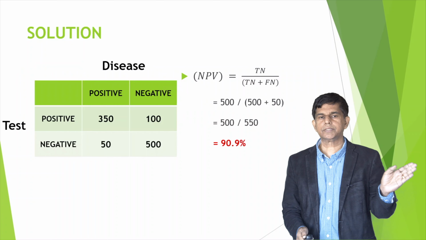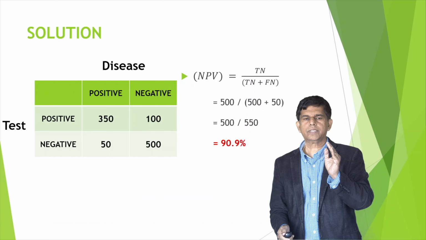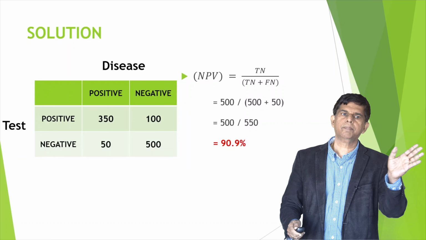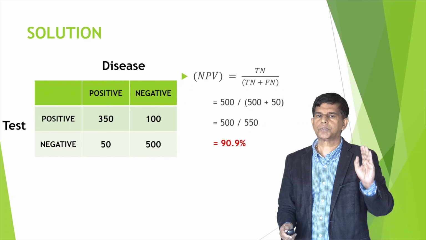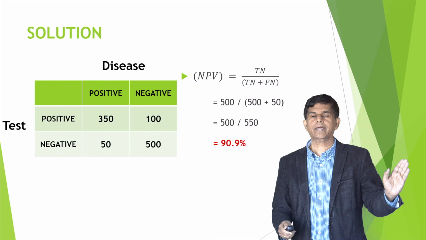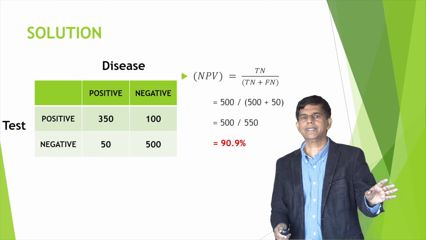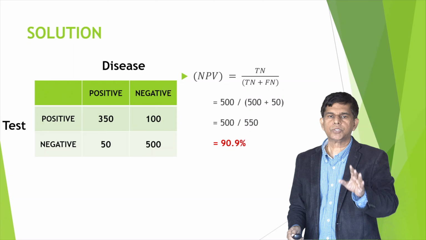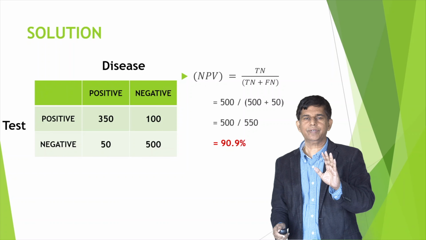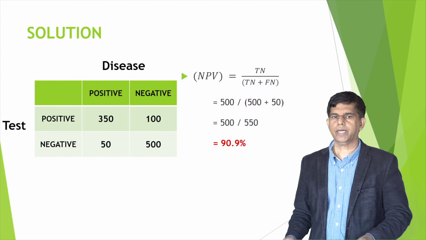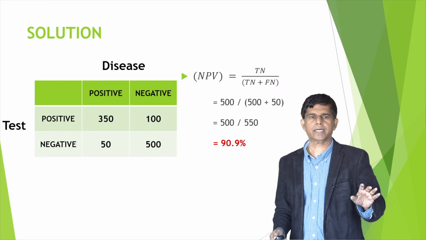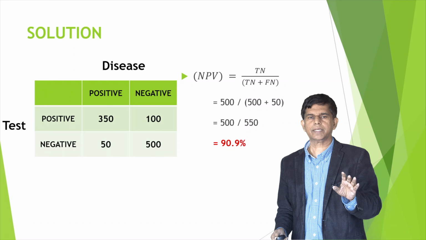So we create this famous 2x2 table, disease positive, negative on the top, test positive and negative on the left side. And the formula we know is true negative divided by true negative plus false negative, which is 500 divided by 500 plus 50. So you get 500 divided by 550. So the negative predictive value, my friends, is 90.9%. Okay, keep repeating this exercise so you can answer this really well.